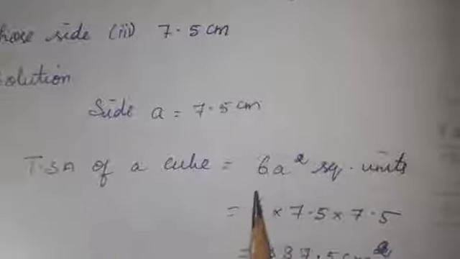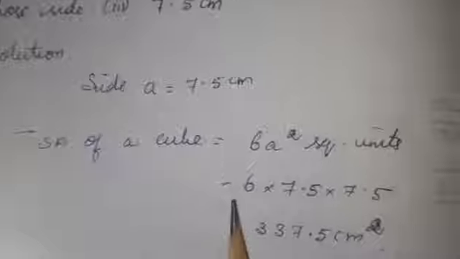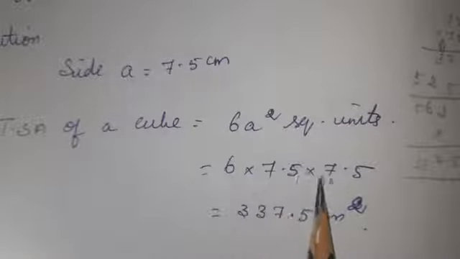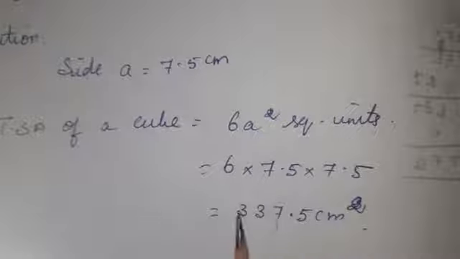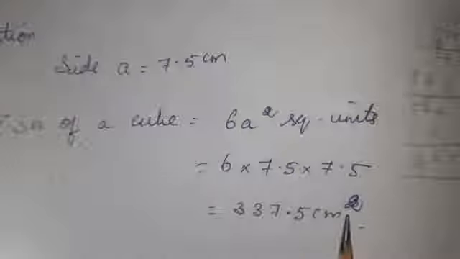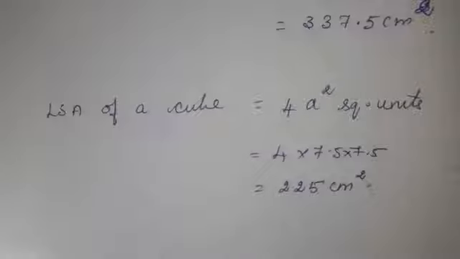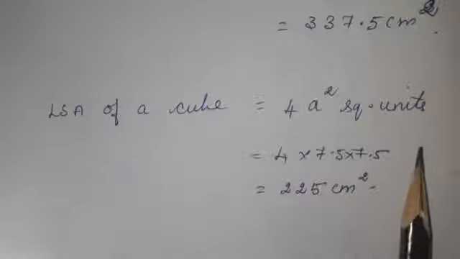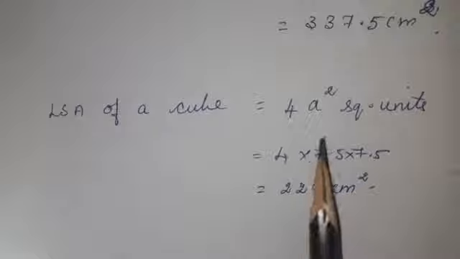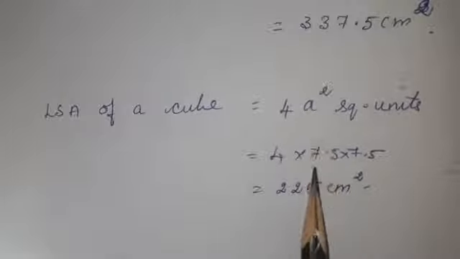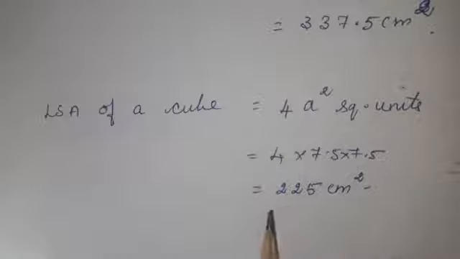TSA of a cube formula is 6A square units, which is equal to 6 into A value, 7.5 into 7.5. When you multiply, you will get 337.5 centimeter square. Next you should find LSA of a cube, which is equal to 4A square units, equal to 4 into 7.5 into 7.5, because it is A square, so I wrote it two times. When you multiply you will get 225 centimeter square.